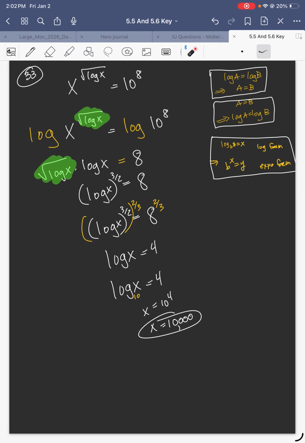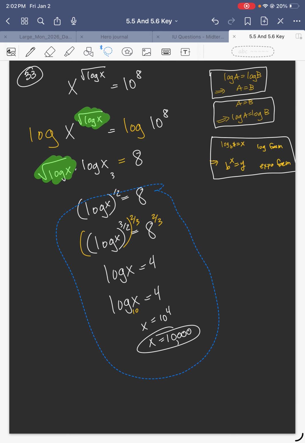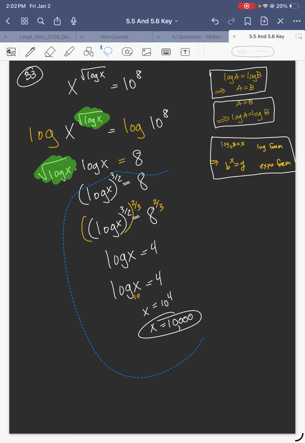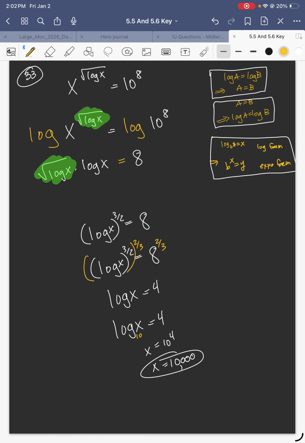But then over here, I realize I have the square root of log of x times log of x. And so what that really is, let me do this to make that really clear. What you really have over here is log of x to the 1/2 times log of x to the 1 is equal to 8. And so this to the 1/2 times this to the 1 gives you to the 3/2.